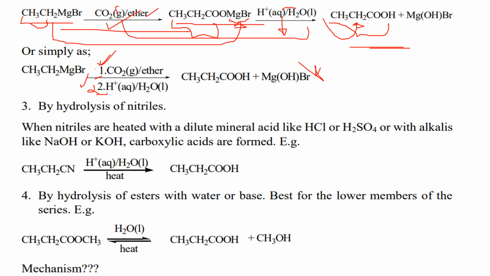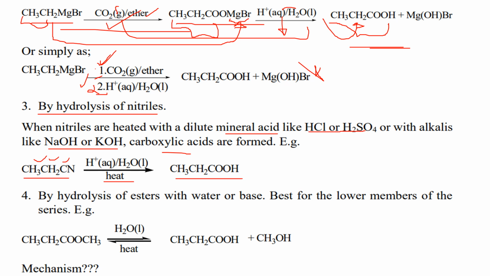So looking at another step of synthesis, we are going to be looking at hydrolysis of nitriles. Now we are saying that when nitriles are heated with dilute mineral acids, for example, HCl or sulfuric acid, or with alkalis like sodium hydroxide or potassium hydroxide, we always get carboxylic acids. For example, if you have this nitrile, propanenitrile, since you have 3 carbon atoms, when you bring in acidified water and then you heat, you always get your carboxylic acid.